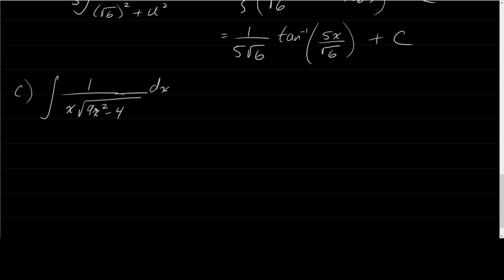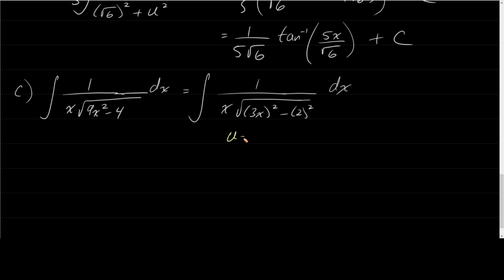This 9x squared, we can rewrite it. So we can have the integral of 1 over x times the square root of (3x) quantity squared minus 2 squared, and all of this dx, right? And now let's look at what we have here. In here, our u would be 3x. So therefore, our du would be 3 dx. And we arrive at the same problem as before.